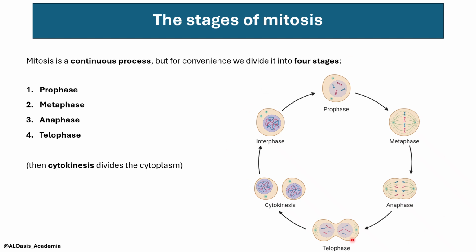So as we can see in the whole process, we started with a parent cell in the interphase, and we ended up with two daughter cells. Cytokinesis is not part of mitosis, but it is a final stage where the cytoplasm and the cell membrane divide. But mainly, these are the four main stages of mitosis.